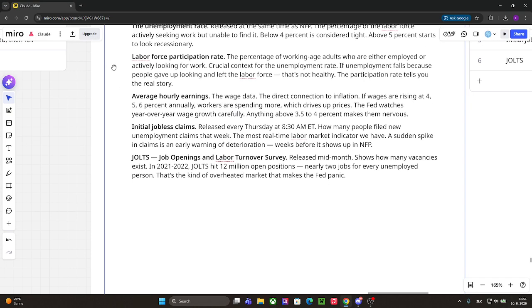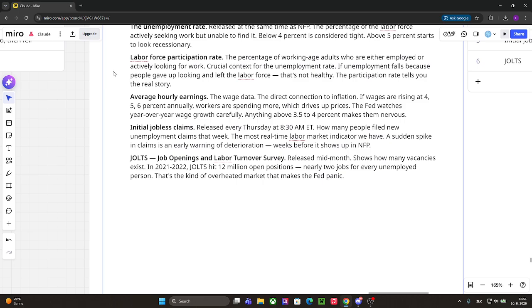Initial jobless claims, released every Thursday at 8:30 a.m. Eastern Time. How many people filed new unemployment claims that week? The most real-time labor market indicator we have. A sudden spike in claims is an early warning of deterioration, weeks before it shows up in NFP.